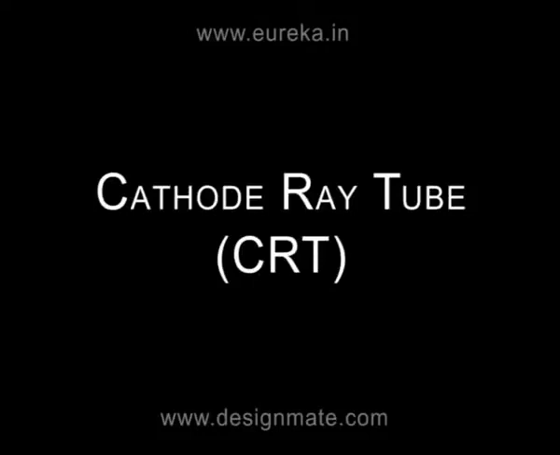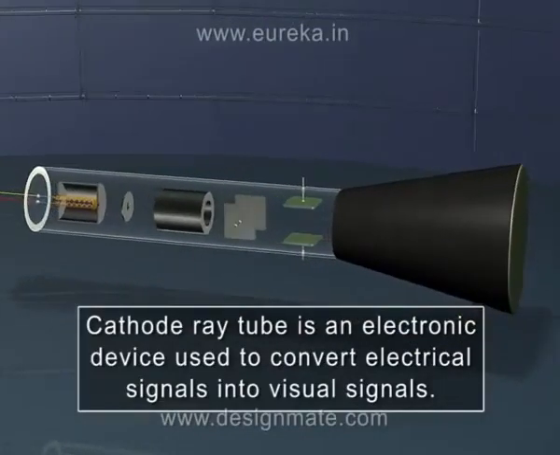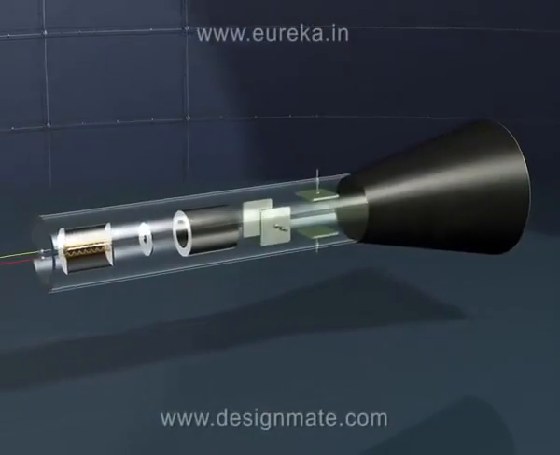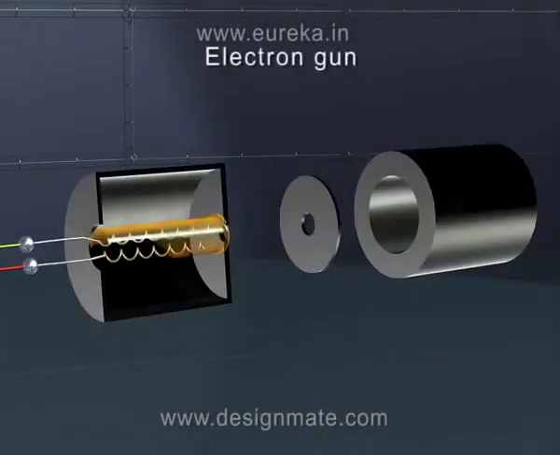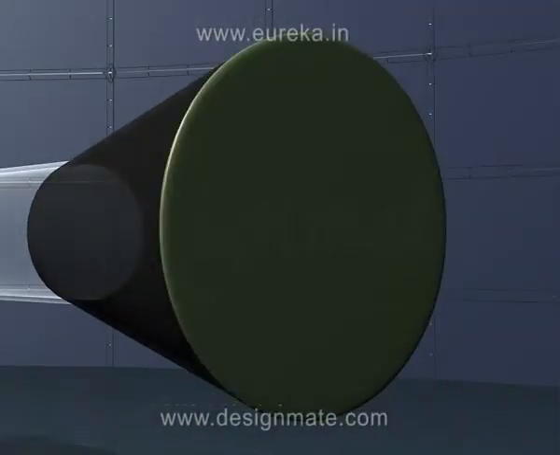Cathode Ray Tube. A cathode ray tube is an electronic device used to convert electrical signals into visual signals. The main parts of a cathode ray tube are an evacuated glass tube, an electron gun, a deflecting system, and a fluorescent screen.